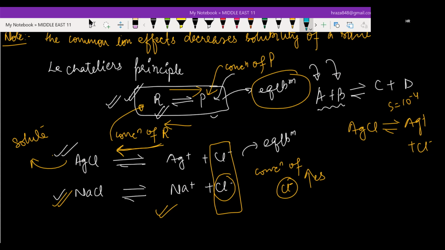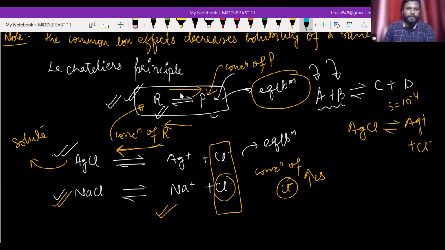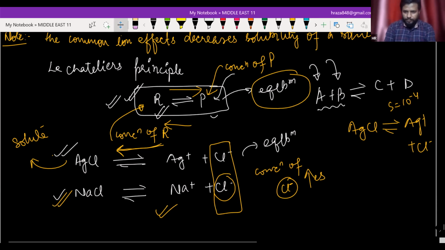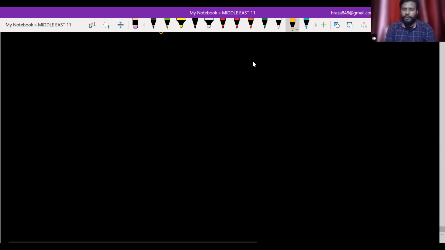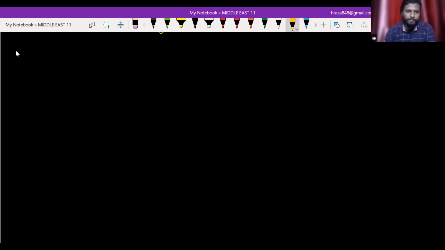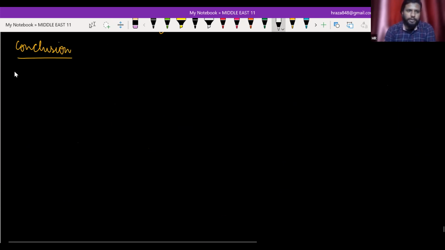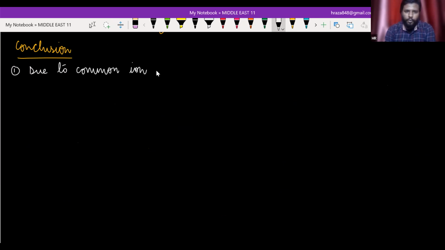Everyone done with this? Yes, sir. Okay, so this was the last part. Basically, it is common ion effect. I'm going to write some notes about common ion effects. Whatever happens here, due to common ion effects, the solubility decreases. So in conclusion part, I'm going to write some notes. Write it with me. Due to common ion effect, solubility of salt decreases.